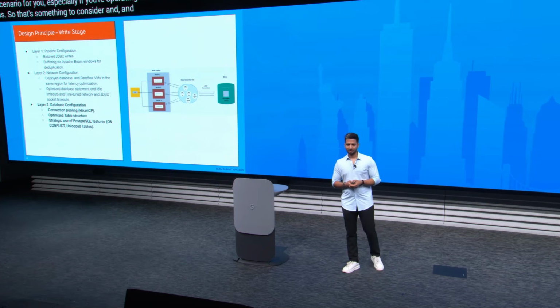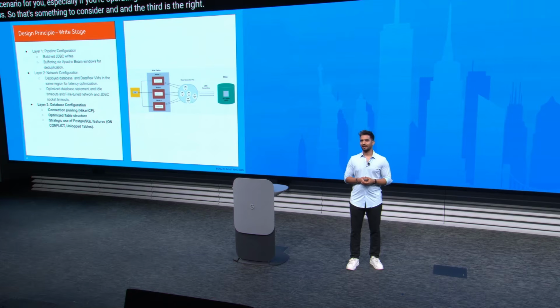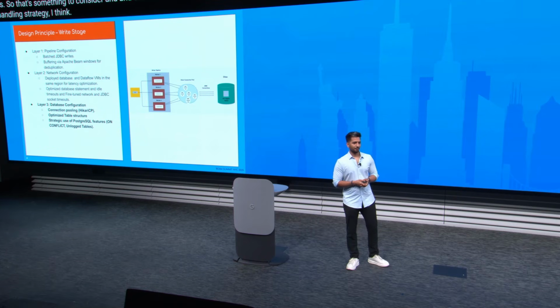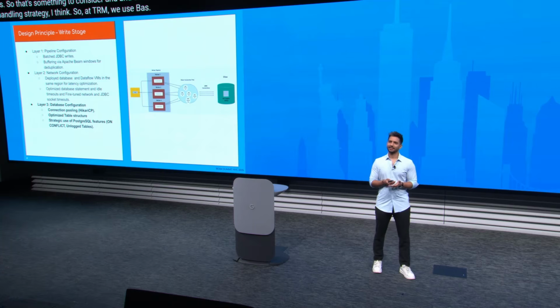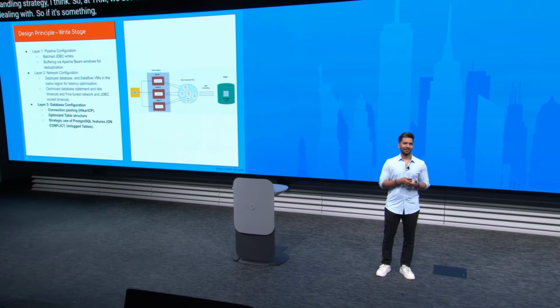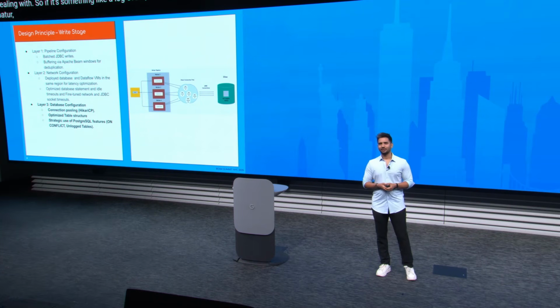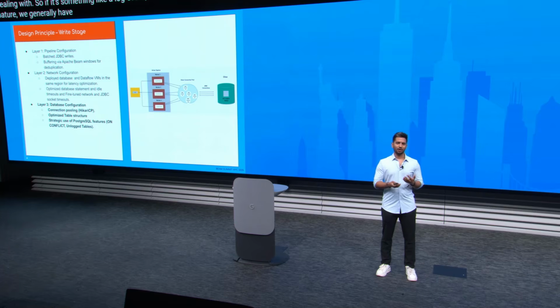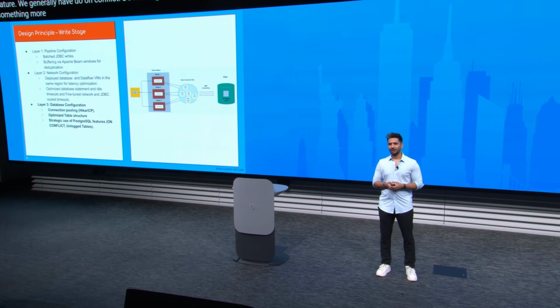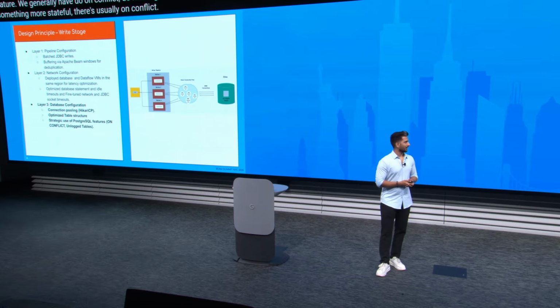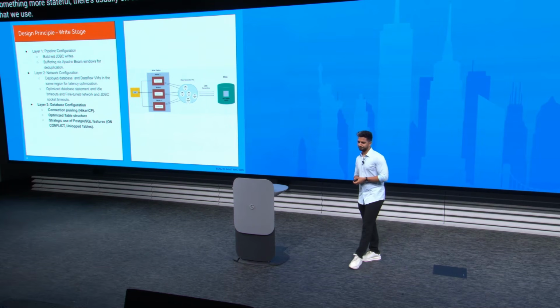And the third is the write conflict handling strategy. At TRM we choose based on the data that we're dealing with. If it's something like a log event that's immutable in nature, we generally have an ON CONFLICT DO NOTHING strategy. But if it's something more stateful, there's usually an ON CONFLICT DO UPDATE strategy that we use.